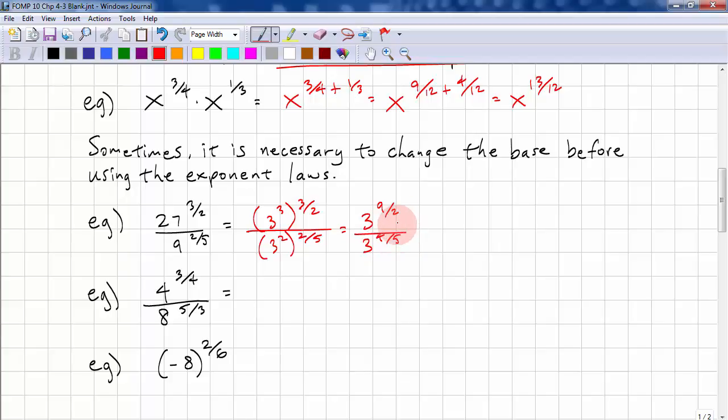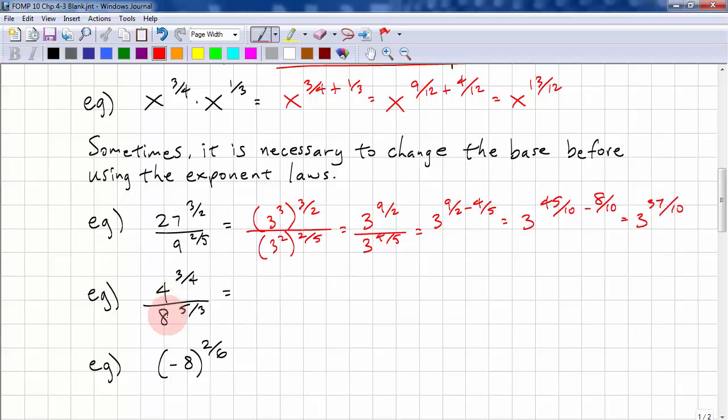We need a common denominator before we subtract. This is 3 to the 9/2 minus 4/5. And the common denominator is 10, so this needs to be multiplied by 5 over 5. So this is 45 over 10. And this needs to be multiplied by 2 over 2, so we have 8 over 10. And this is 3 to the power of 37 over 10. If it says evaluate, then you would have to actually plug that into your calculator. If not, if it says to simplify, you can just leave it like that.